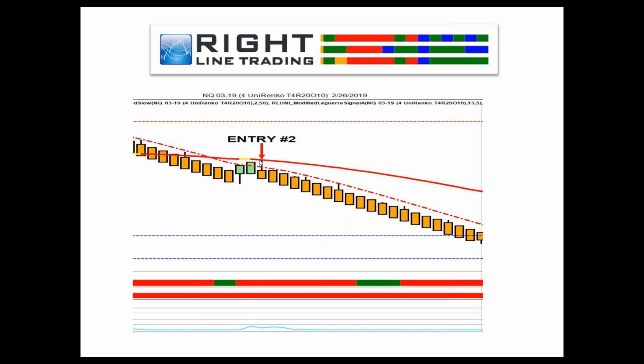Here's another entry. And here, again, this is entry number two, the break, the pullback, the continuation short. We're never going to go long here. We're only going to go short. We're just looking for a bunch of traders trading in the wrong direction to sort of leverage them and use them to help us guarantee this is going to continue short.